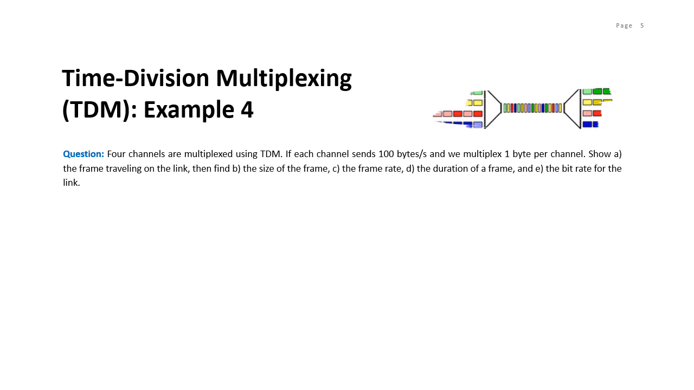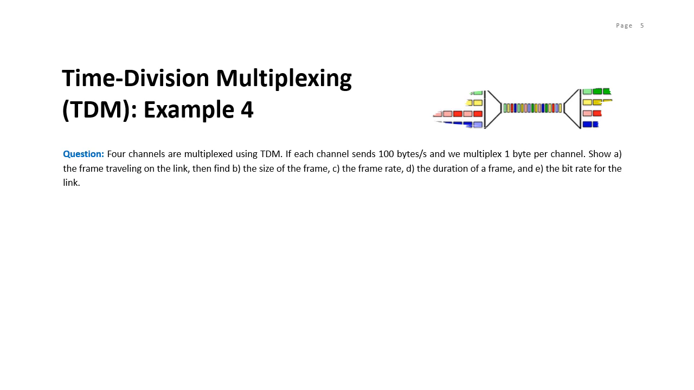All examples in this video are still of synchronous TDM. In this example, 4 channels are multiplexed using TDM. The questions are, if each channel sends 100 bytes per second and we multiplex 1 byte per channel: A, show the frame traveling on the link, meaning you have to draw them. B, the size of the frame. C, the duration of a frame. D, the frame rate. And E, the bit rate for the link.